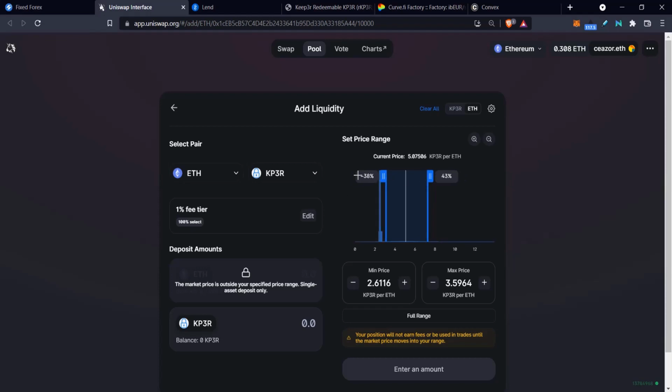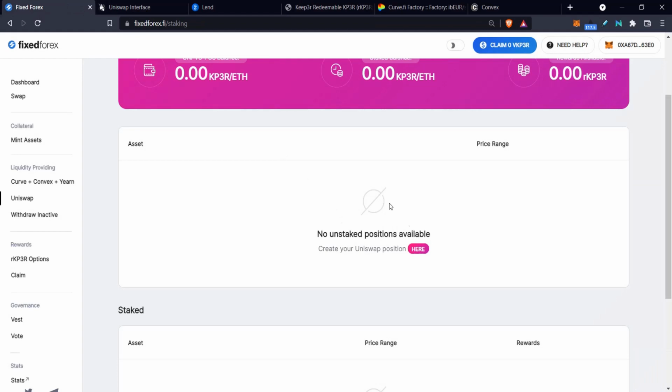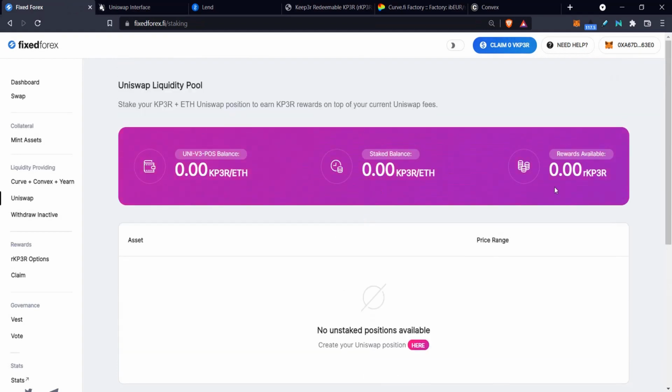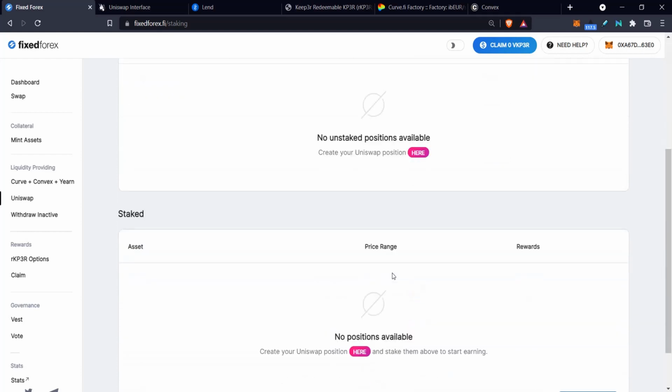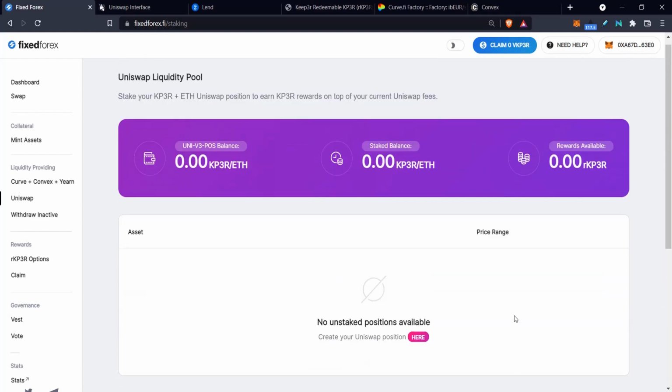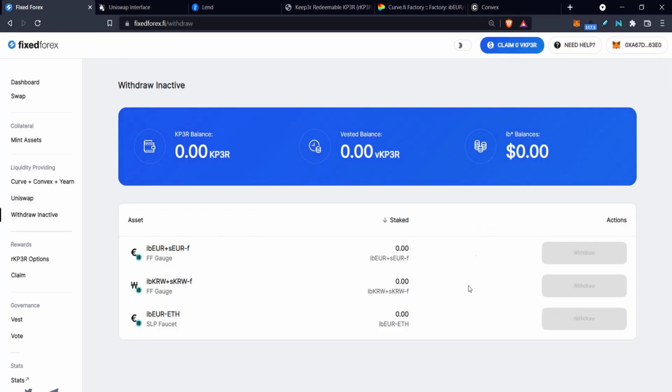But if you know how to do this, you can supply liquidity to ETH and Keeper, bring your LP token, your NFT or whatever, back here, stake it in here, and start to gain some rKeeper rewards. Unfortunately, I don't have any positions here, so I don't know what the APYs are or anything like that on these things here. And then there are these withdraw active. These are deprecated old pools that they had before that they're asking you to come and take out. They're probably not incentivized anymore. And you're just asking people who do have them to come back and take them out.